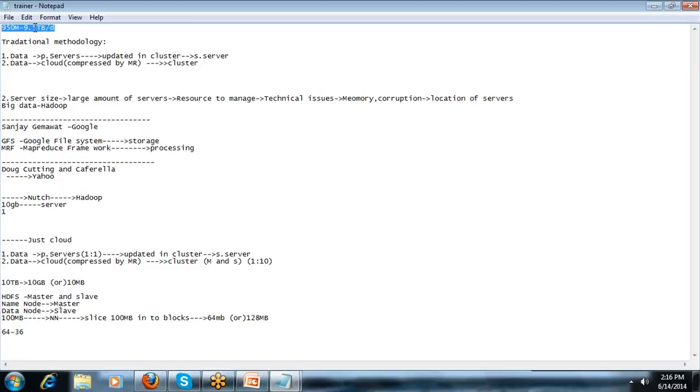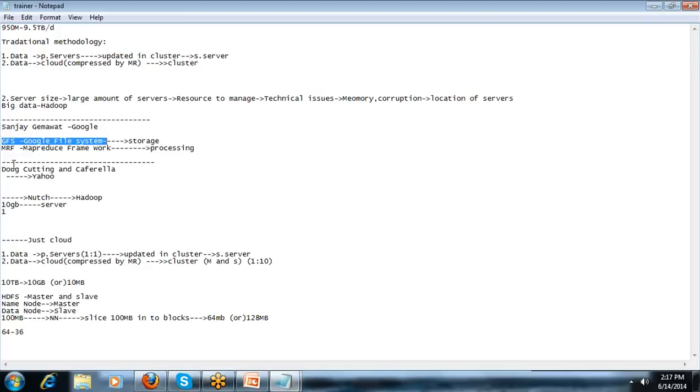Finding these issues, there is a person called Sanjay Ghemawat from Google. He found a similar issue: every day this much data is generated from different sectors, and we are storing it in different servers, and processing is time consuming. He did some research and produced 2 papers. One is called GFS, Google File System, and the other is called MRF, the MapReduce Framework. Google File System is completely meant for storage, whereas MapReduce Framework is completely meant for processing.